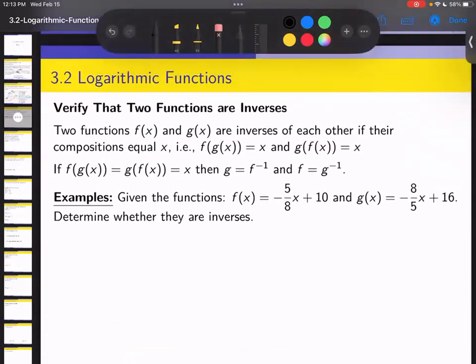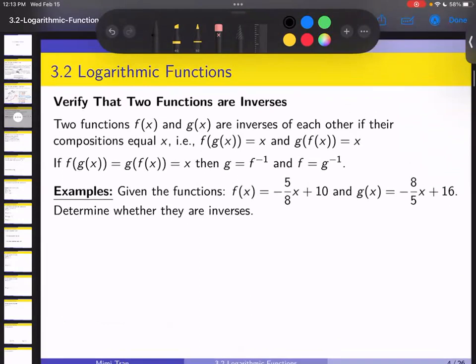To verify two functions are inverses, instead of continuing to graph them, which is not reliable, we're going to use algebra to prove whether two functions are inverses or not. So here is your procedure. Do you remember composite functions, where you put one function inside another function?